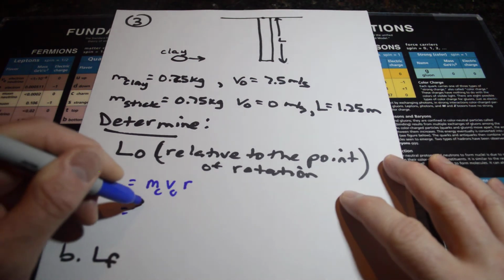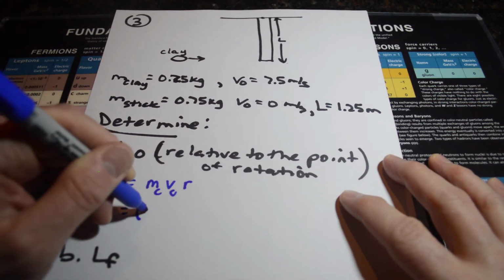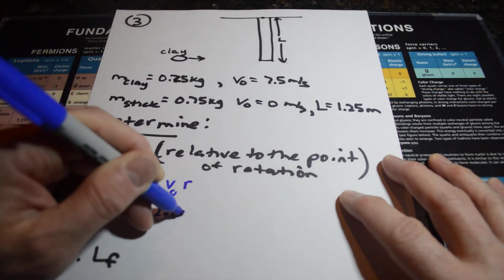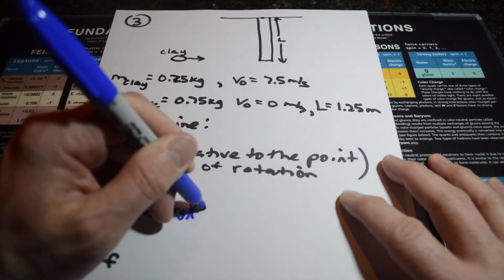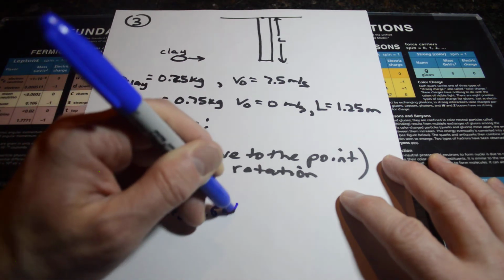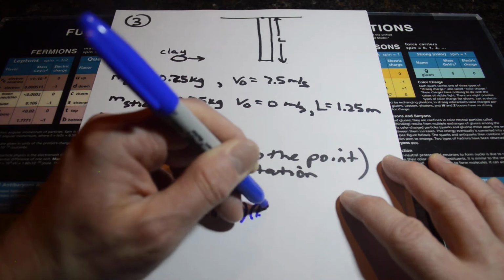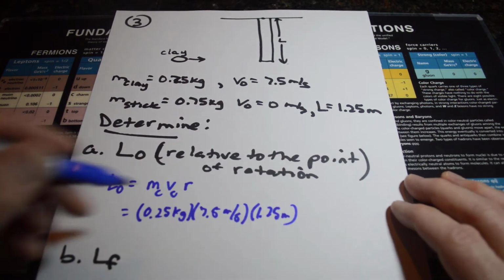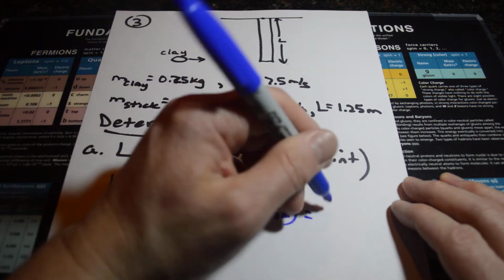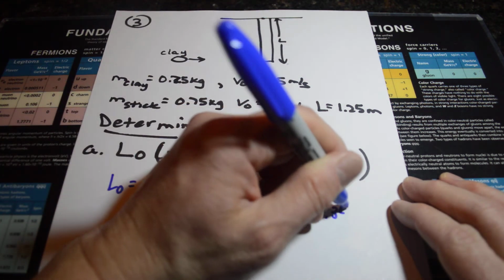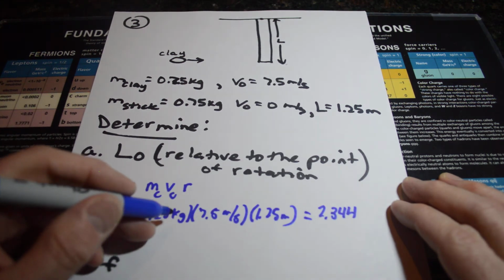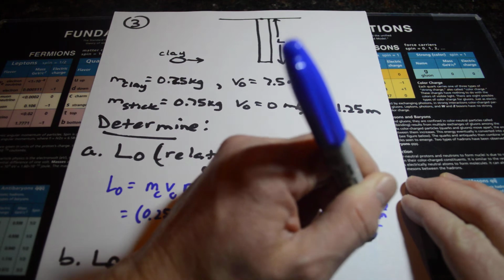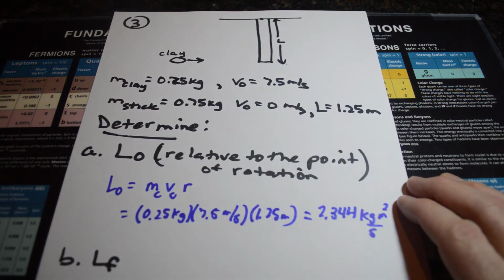So in this case, if we put some numbers down, let's see what we get. This is 0.25 kilograms. It's got an initial velocity of 7.5 meters per second. And it's got that 1.25 meters of a lever arm. And if you do that, you get 2.344, and then the units would be kilogram meter squared per second. Okay.